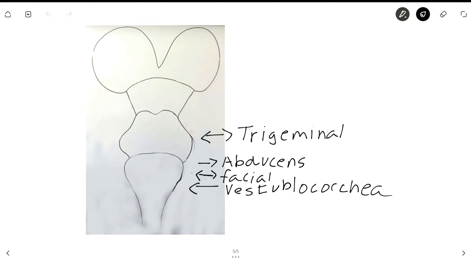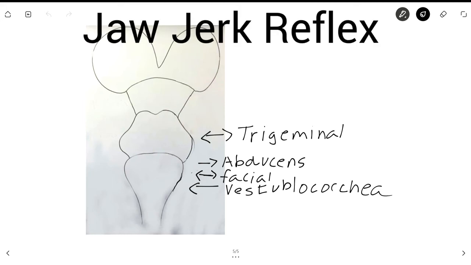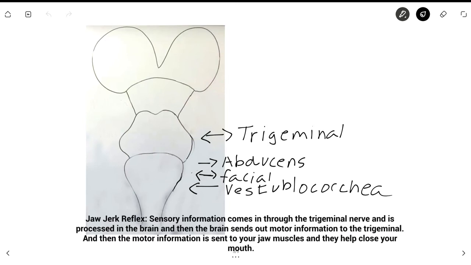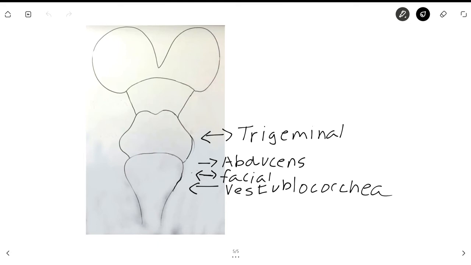So the pons takes care of three main reflexes. The first one is the jaw jerk reflex, which is basically the movement of your jaw muscles. The sensory information comes in through the trigeminal, and then the trigeminal again sends out the motor information, telling the jaw muscles to close the jaw or close your mouth. So your trigeminal takes in the sensory information that the mouth is open, and then it sends out the motor information and tells your jaw muscles to close the mouth.